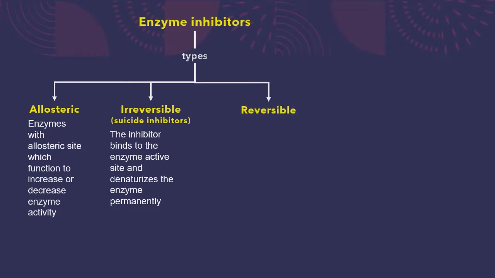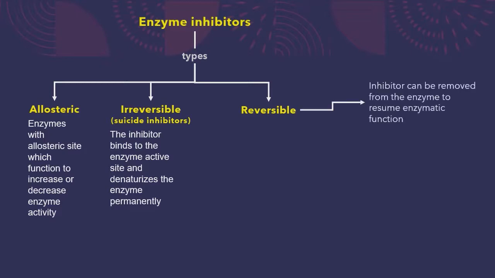And the other type is what we call the reversible, meaning to say that when these inhibitors are removed, the enzyme can resume back to its natural enzymatic function.